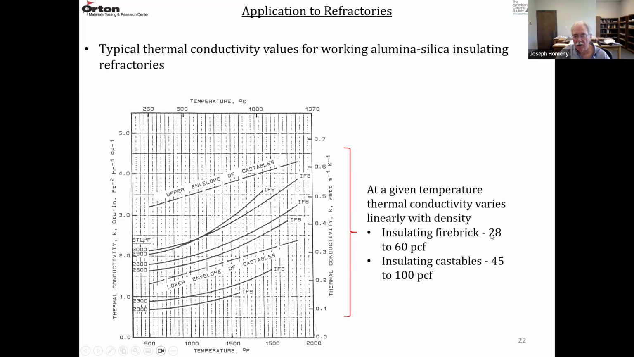So we have insulating fire bricks are 28 to 60 pounds per cubic feet. Insulating castables are 45 pounds to 100 pounds per cubic feet. So there's a lower envelope of castables, a higher envelope, and then all the IFBs. They all fall in this range. They have very low thermal conductivities, high porosities, and the radiation is a big contribution to the thermal conductivity.